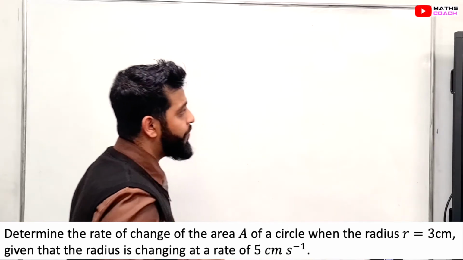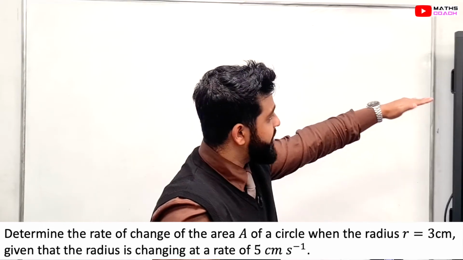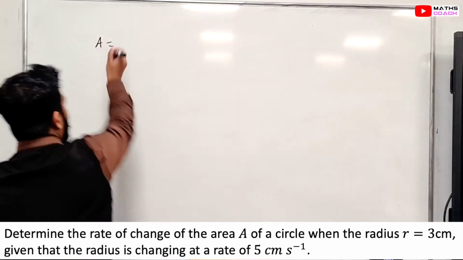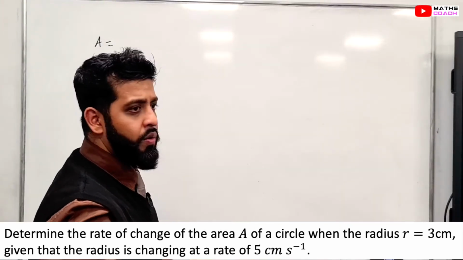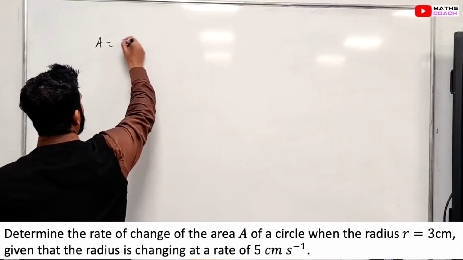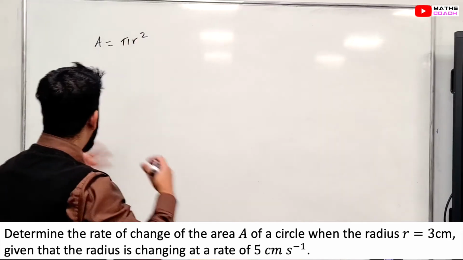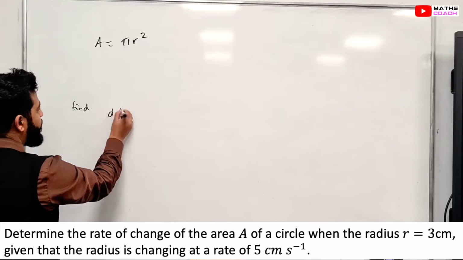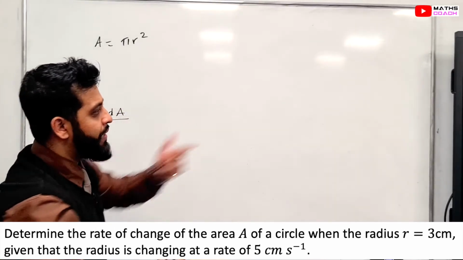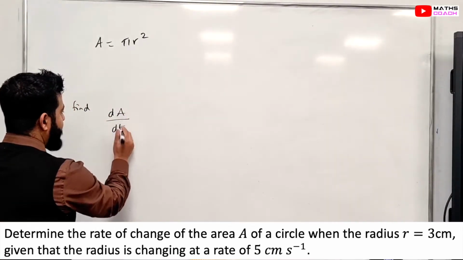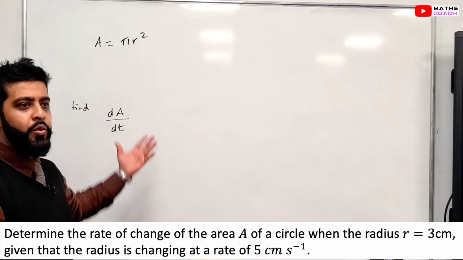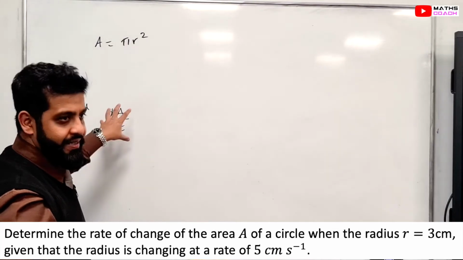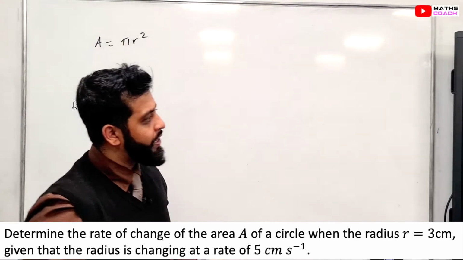So what are we finding? If we read the first part, it says the rate of change of the area. So what is the area of a circle? Pi r squared. We are dealing with a circle, right? And we are finding the rate of change of A with respect to time. The rate of change of the area with respect to time. That's what we're looking for, all right? So ultimately, we will be finding this. But let's keep reading the question and see what else we have.